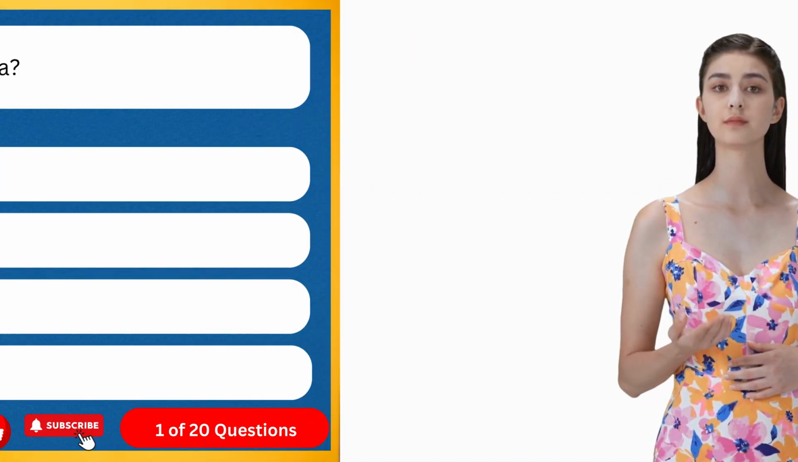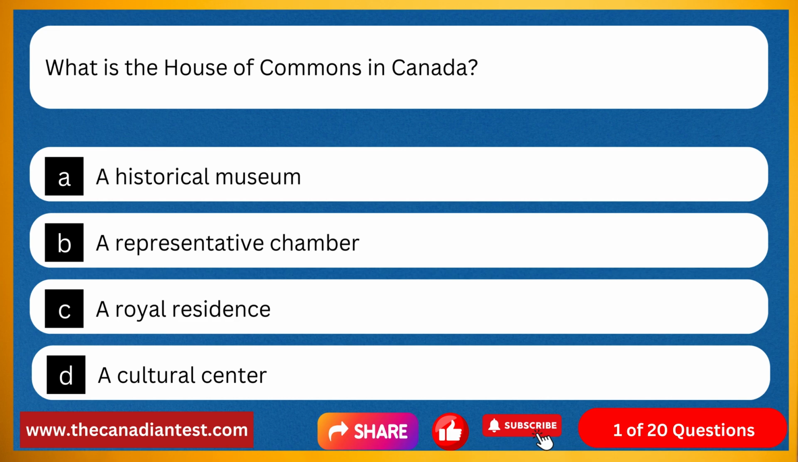Let's get started. Question 1. What is the House of Commons in Canada? Option A, a historical museum. Option B, a representative chamber. Option C, a royal residence. Option D, a cultural center.